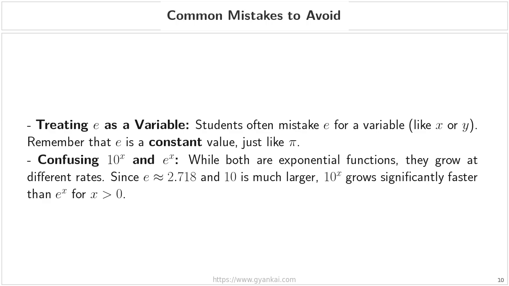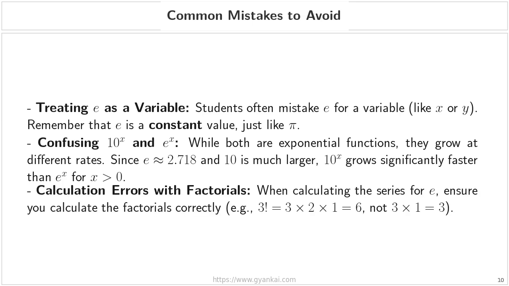Secondly, be careful not to confuse the common exponential function, 10 to the power of x, with the natural exponential function, e to the power of x. While both are exponential functions, they grow at different rates. Because e is approximately 2.718 and 10 is significantly larger, the function 10 to the power of x will increase much more rapidly than e to the power of x for any value of x greater than 0.